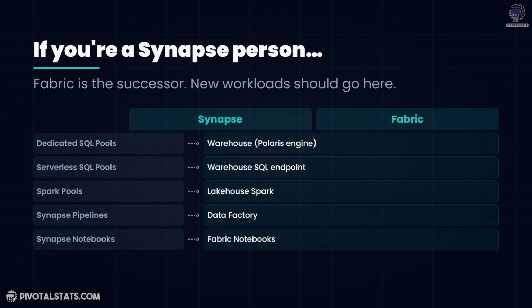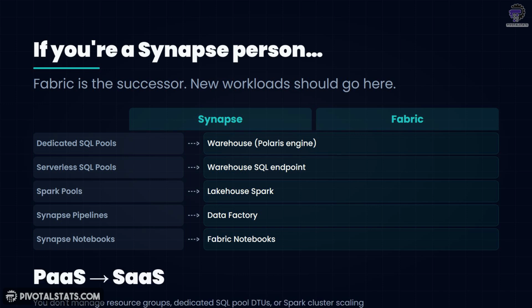The bigger shift is conceptual. Synapse was PaaS. You provision resources, you own the resource group, and you pay for what you're running and idle. Fabric is SaaS. You buy a capacity, you create items, the platform handles everything underneath. If you like the control, this is a downgrade. But if you hated managing dedicated SQL pool DTUs at 2 AM, this is a relief.